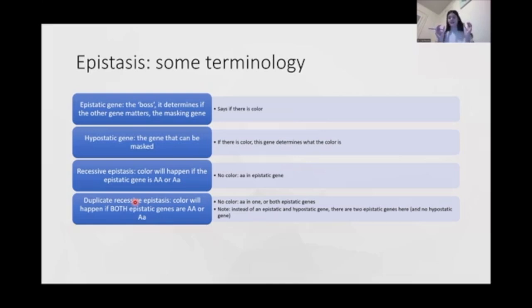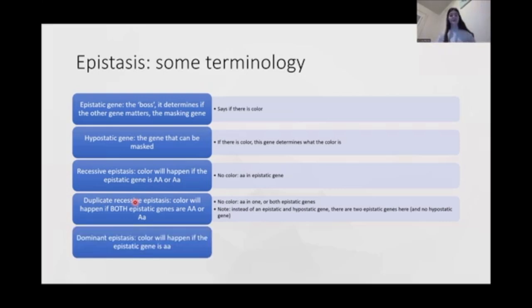So if this is little a, no color. If this is big A, and this is little b, no color. If this is little a, and this is little b, no color. So having homozygous recessive in either one of the genes or both of the genes means no color. You need both of these genes to be either homozygous dominant or heterozygous to have color.